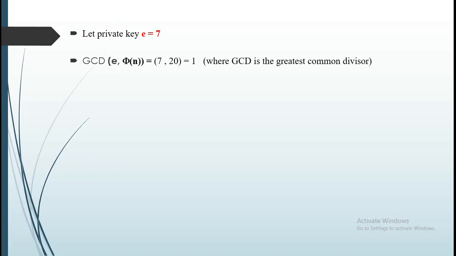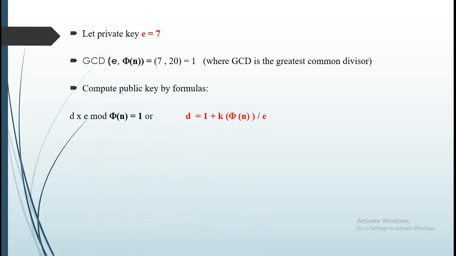Then you need to check whether the GCD of E and phi of n is equal to 1 or not. You have to take the value of E such that it will be co-prime with phi of n. So 7 and 20, their greatest common divisor is 1. We can take the value of the private key equal to 7. So let's compute the value of the public key now.